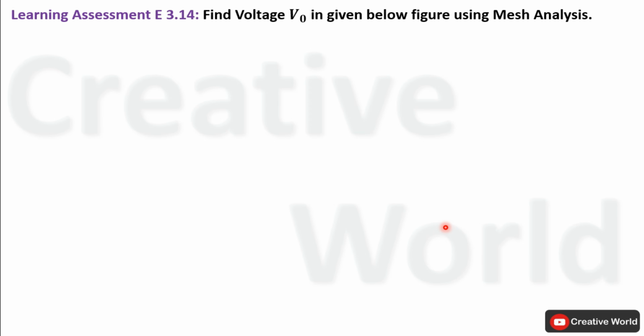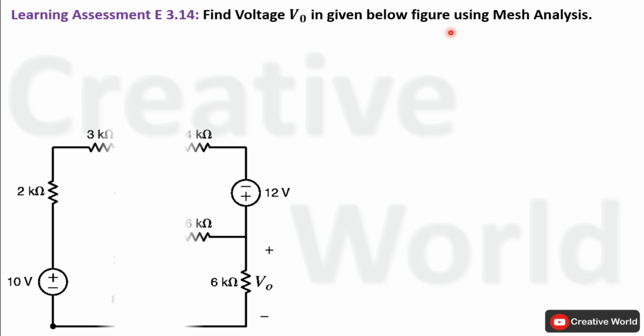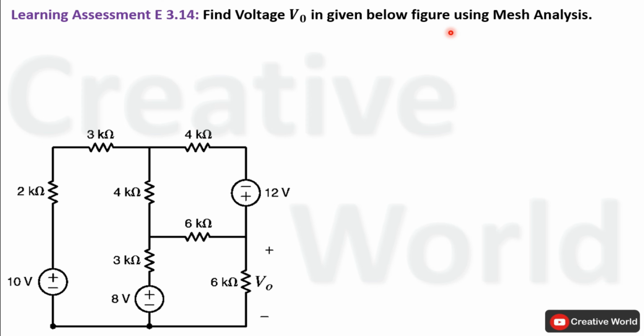Learning assessment E3.14. Find the value of voltage V0 in the figure given below using mesh analysis. This is the circuit diagram of the given problem. Inside this network, we have to find the value of voltage across this 6 kilo ohm resistance labeled as V0 using the mesh analysis technique. So without wasting time, let's proceed towards the solution.